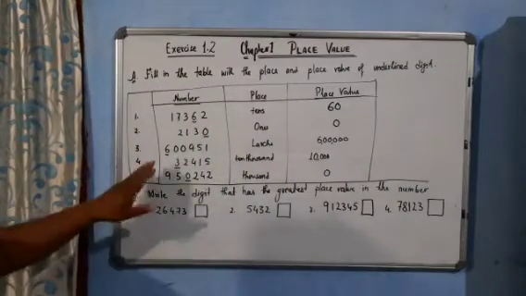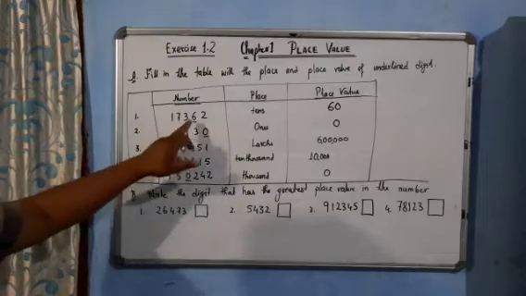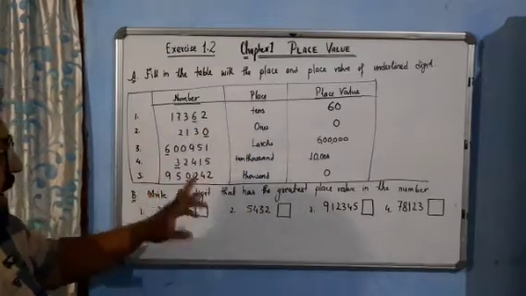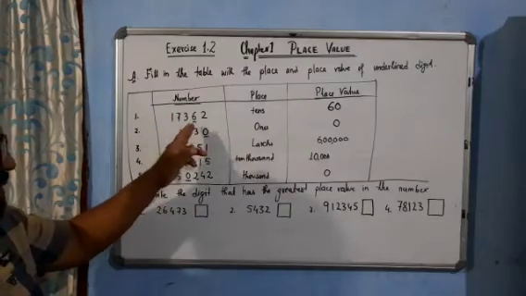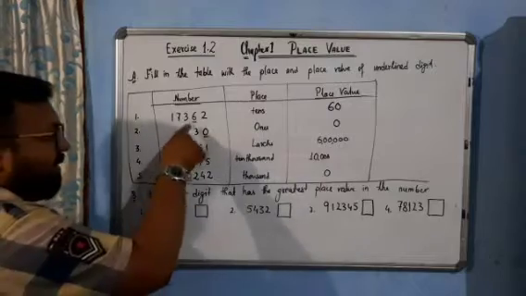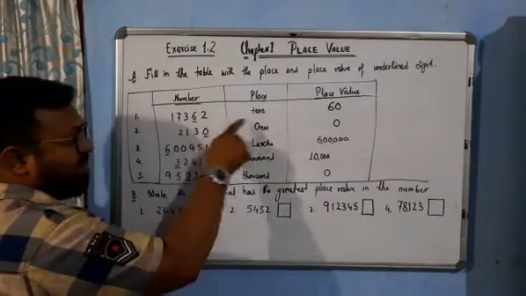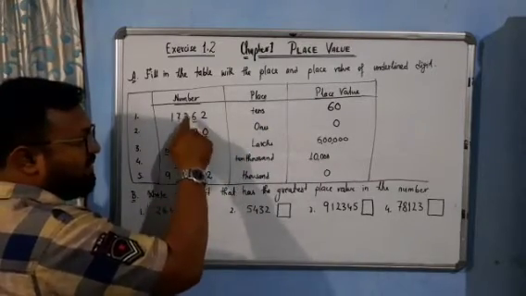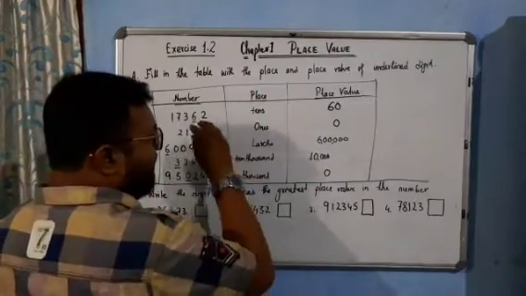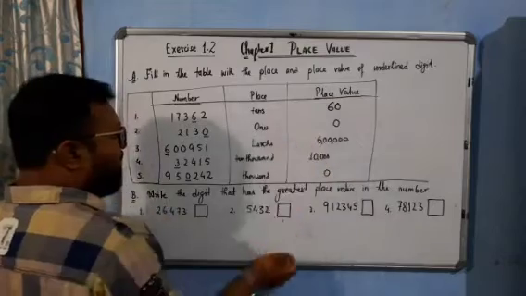So it's very simple. I hope you have understood all the underlined places. We have to first name the place and then we have to write the place value. What is the value of that particular place? This underlined digit is in tens place. So tens place, and what is the value of this digit? 60. This is in 1's place, the value of this place will be 0, place value.